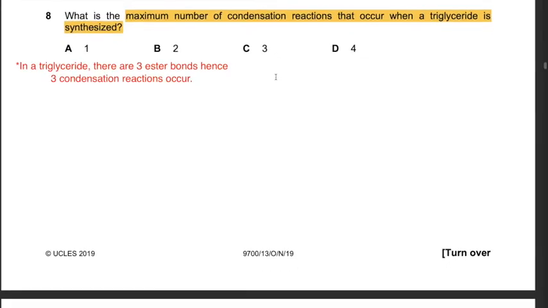Question 8. What is the maximum number of condensation reactions that occur when a triglyceride is synthesized? When a triglyceride is synthesized, there will be 3 ester bonds, and formation of 3 ester bonds means there will be 3 condensation reactions. And when condensation reactions occur, a water molecule is always formed, as discussed in the previous question. That means the maximum number of condensation reactions would be 3. Therefore, the answer being C.